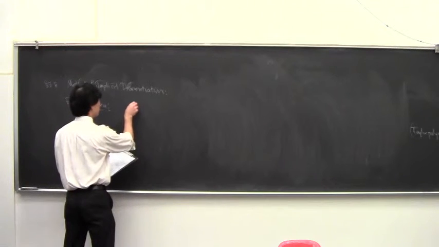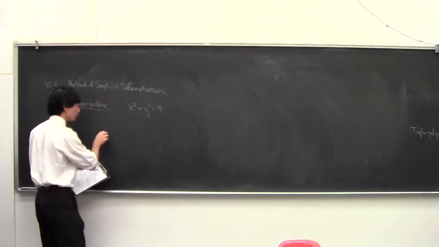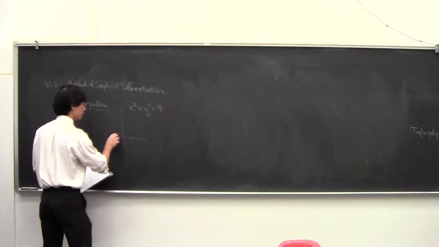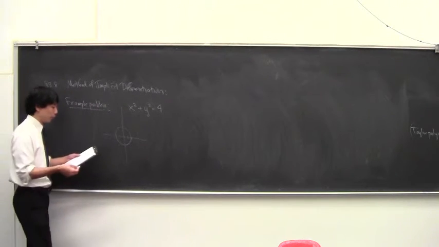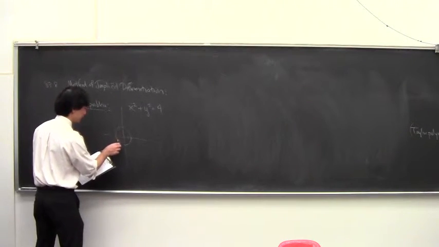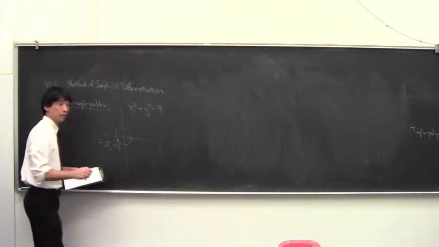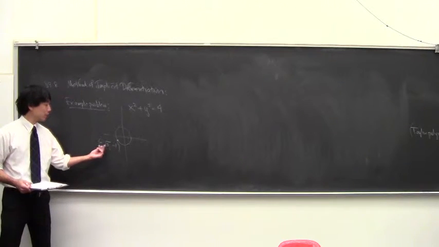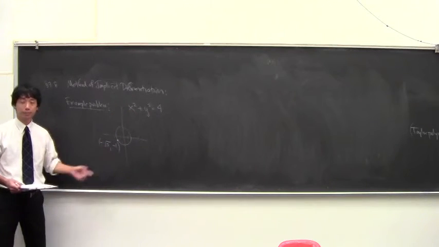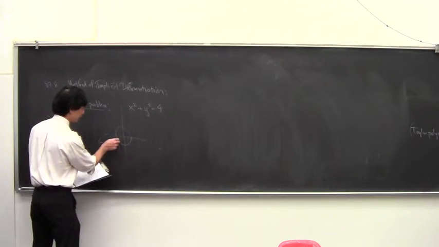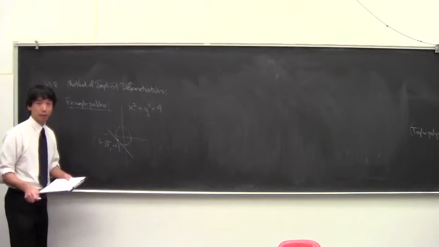Somebody gives you a circle, x squared plus y squared equals 4. So it's a circle centered at 0, radius 2. And they pick a point on it. They say, okay, here's a point, negative root 3, negative 1. That point is on it because x squared is 3 and y squared is 1. x squared plus y squared is 4. So you have this point here. And they ask the question, what's the slope of the tangent line to that curve?